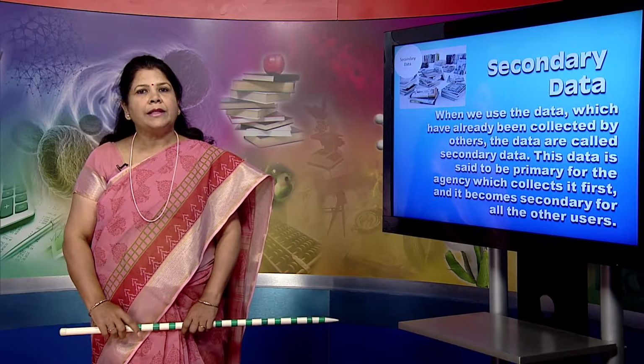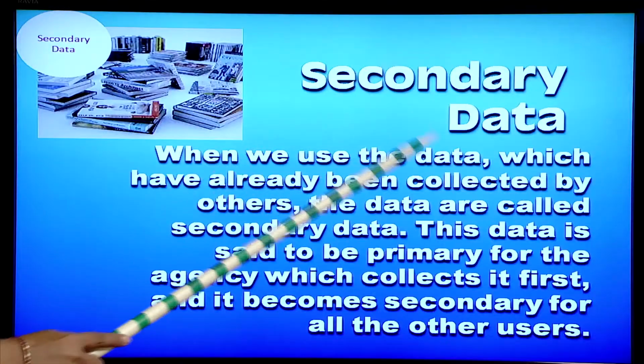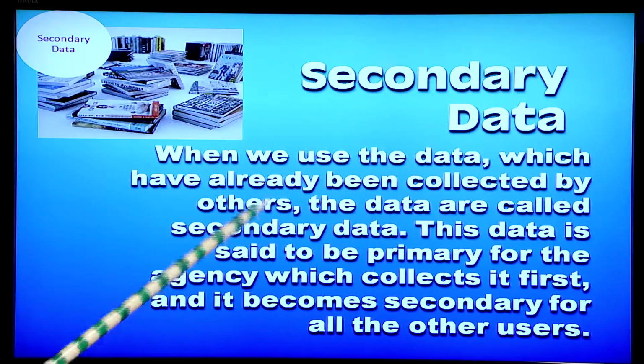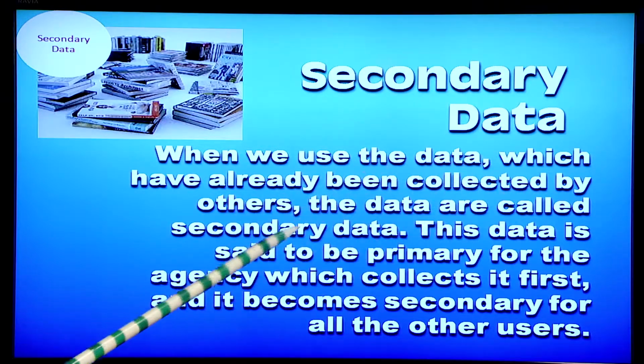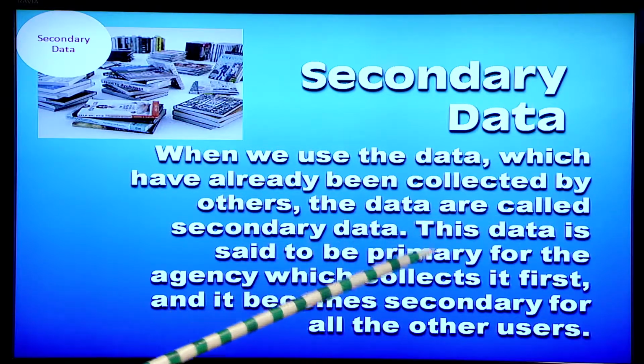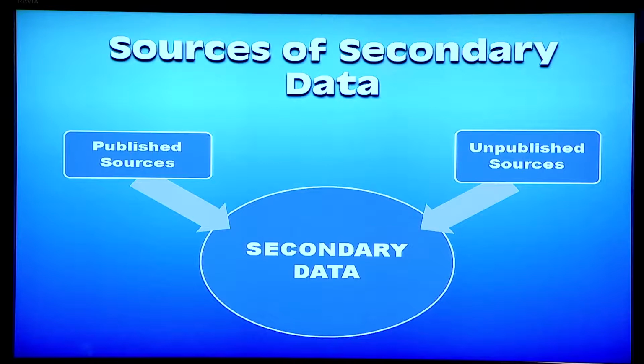Now we need to understand secondary data. When we use the data which have already been collected by others, the data are called secondary data. This data is said to be primary for the agency which collects it first, and it becomes secondary for all other users. Let us understand about secondary data.